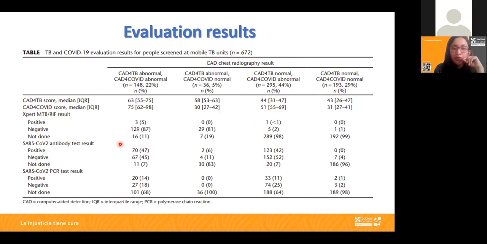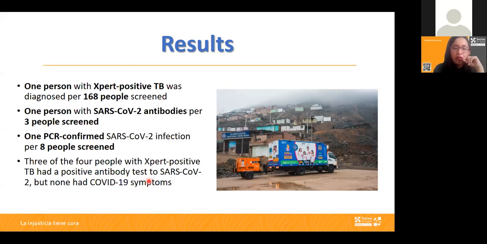For the SARS-CoV-2, as you can see, the greatest percentage was found here, where we have abnormalities for both pathologies, 47%, and in the case of PCR, we also have a significant percentage which was positive, especially when there were abnormalities in both pathologies. This allowed us to detect the person who had a current infection. Other results that we take into account as indicators is that we need to carry out 168 X-rays. Sorry, she corrects herself. Yes, 168 X-rays to find one person with X-ray positive TB.